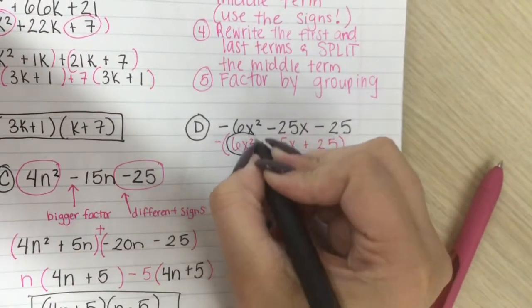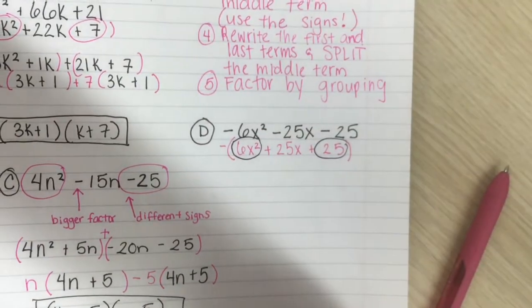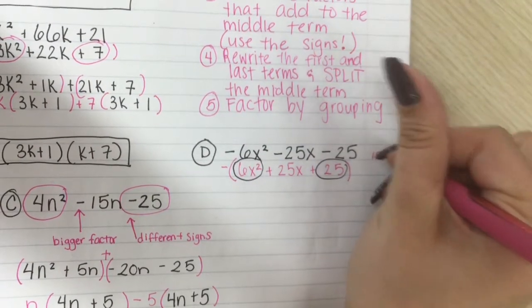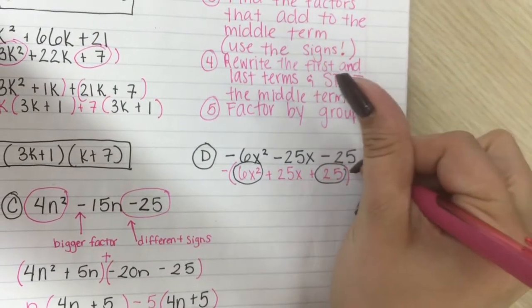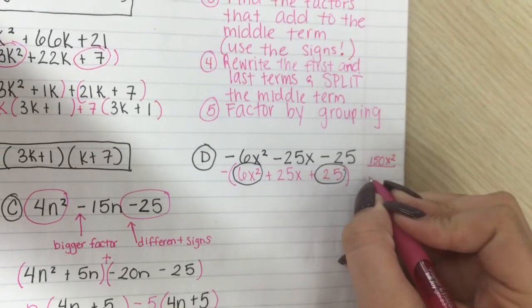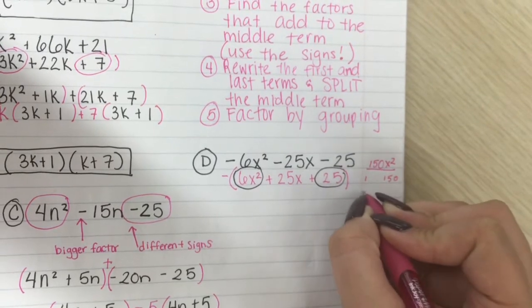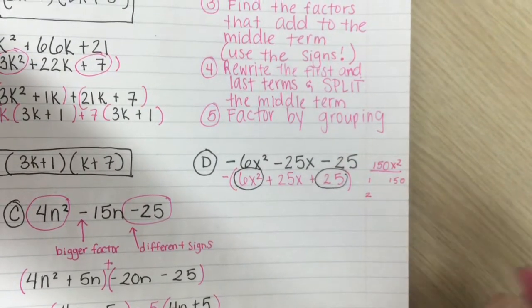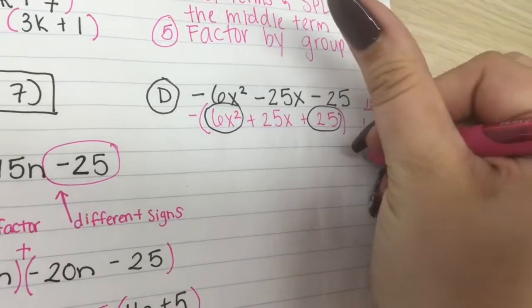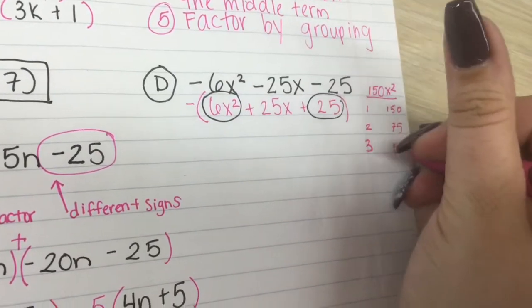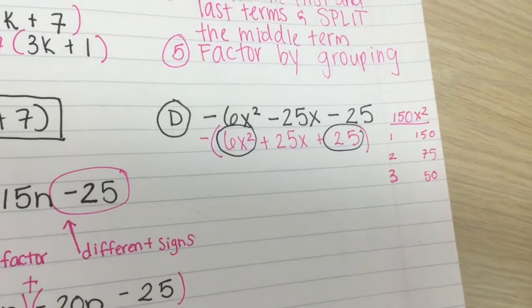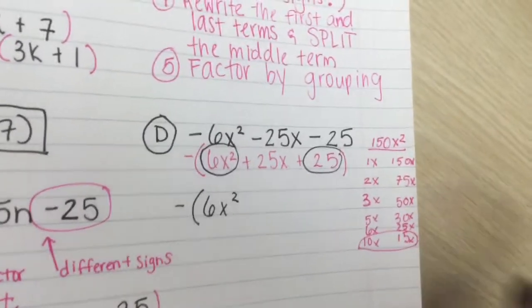Then I'll multiply those first and last terms, and I'll write that off to the side. 6x squared times 25 is going to give me 150x squared. So that's 1 times 150, 2 times 75, and so on. It is super important that you write your x's here so that you don't forget them when you split the middle term. I'll put those in at the very end.